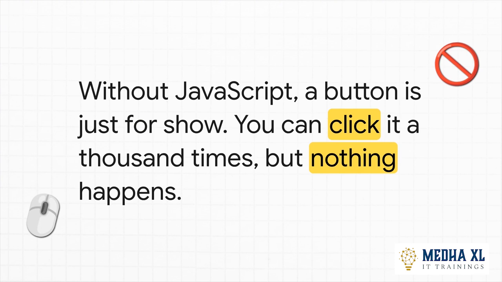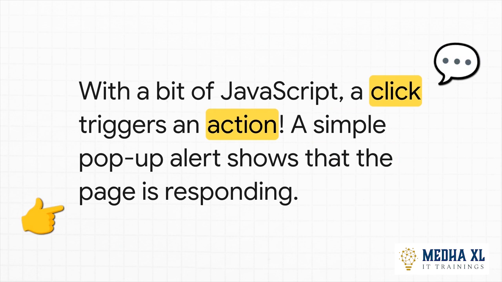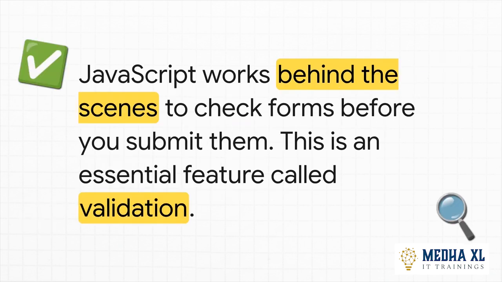Let's start with the simplest interaction imaginable, just a button on a page. Without JavaScript, this Click Me button is just decoration. Seriously, you could click it a million times, and nothing would ever happen. But add just a tiny sprinkle of JavaScript and boom! The second you click that button, something actually happens. In this case, a little pop-up alert that says, "Hello World." This is JavaScript in its purest form. It's listening for an event, your click, and then it runs a command. Simple as that.